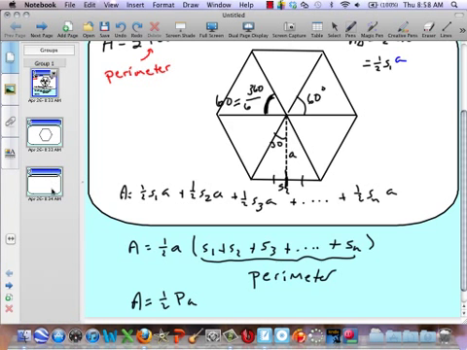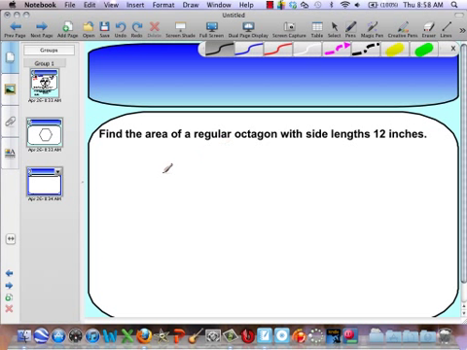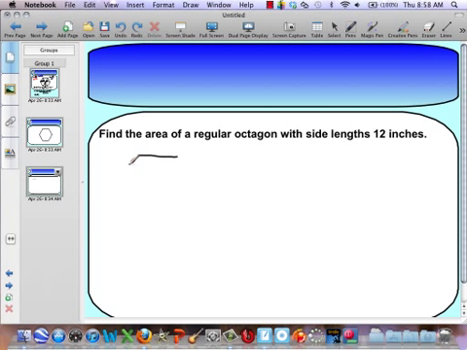Okay? So let's actually go forward and we'll try this problem here. We have an octagon with side lengths 12 inches. So we're going to draw our little octagon here. And it's going to look really bad because I'm not good at drawing. But that's okay. So there's our octagon. And then I'm going to draw my radii.